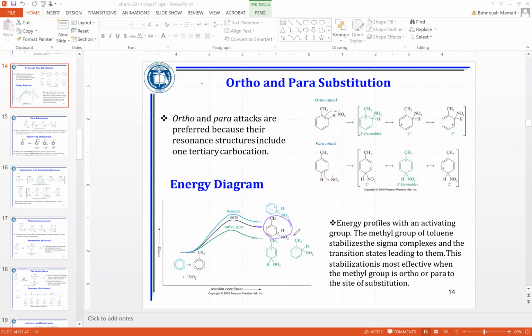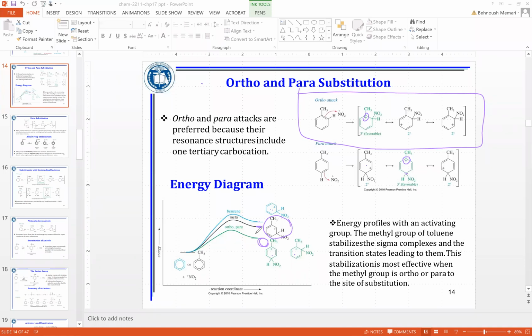But if you look at the ortho and para positions compared to the meta position, they are even more stable. And the reason is explained in this diagram here. If it goes to ortho or para, you have an advantage because at least one of these resonances is going to be a tertiary carbocation. In this case, you have a tertiary carbocation when the NO2 goes to the para position. So you have 3 resonances. One of the resonances is a tertiary carbocation.